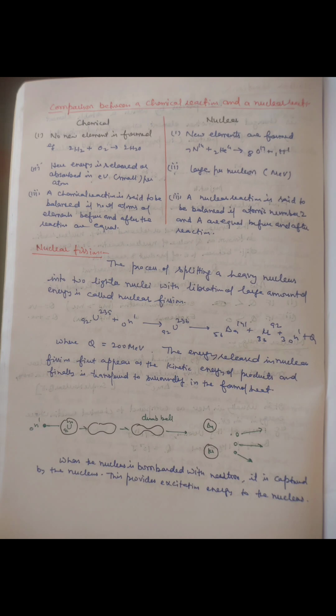The process of splitting a heavy nucleus into two lighter nuclei with the liberation of a large amount of energy is called nuclear fission. If more than one neutron produced in the fission cause further fission, then the number of fissions and energy released multiply rapidly. Such a chain reaction is called uncontrolled chain reaction.